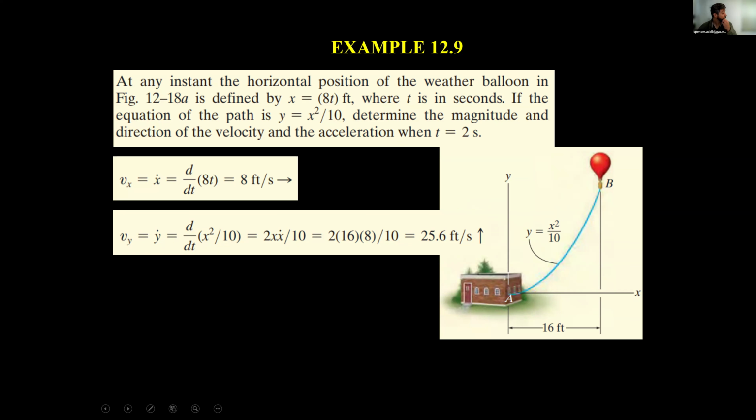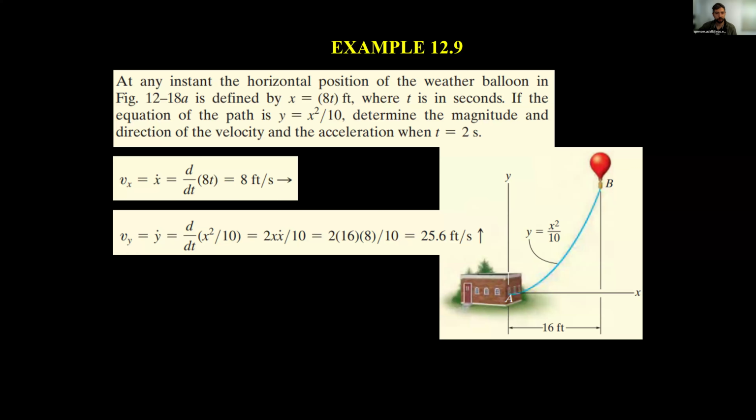Why is what's plugged in for x 16 and not 8t? Yeah, we plugged in 2 seconds for x. That's not explicitly shown here, but we've got 2x, that was our derivative, divided by 10, times x dot, that's the derivative of the inside function.